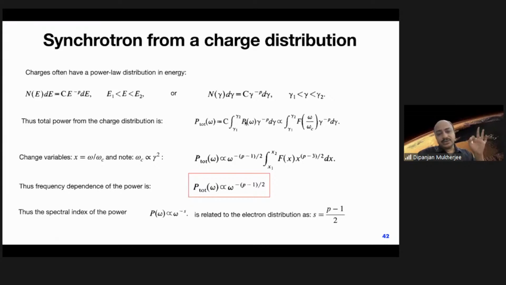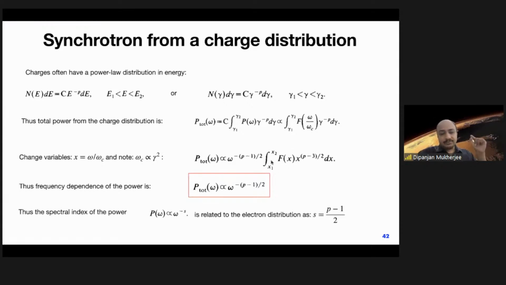So what we do is we take the previous expression that we got for the spectrum P(omega), and then integrate over this distribution. And after some mathematical jugglery, we will find that we can separate this out into two parts. One that is proportional to the frequency that is being observed, that is omega, to the power minus (p minus 1) by 2. And then it's just an integral over this F(x) function. And these integrals can be performed; there are analytical relations to perform this integral.